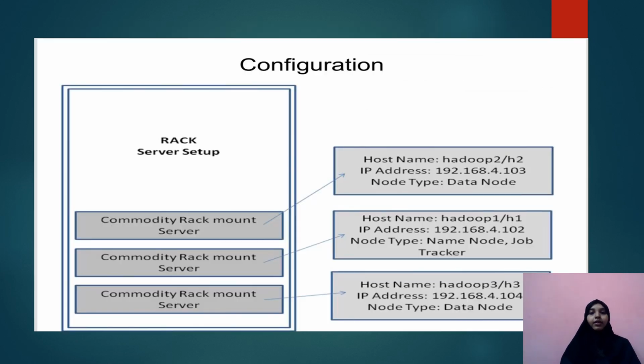Now let's have a look at the configuration part, that is rack server setup. It has commodity rack mount servers. It also has different hosts with different IP addresses and node types. The first node type is the data node and the second is job tracker. Third is again the data node.